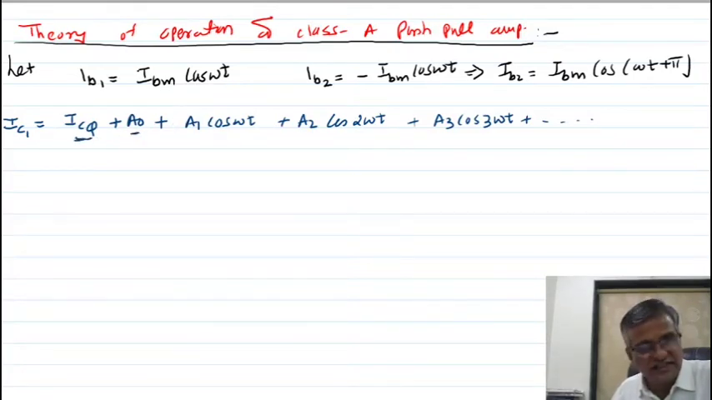There is an extra DC component. There is a value of the current at the fundamental frequency. There is a value of the current at the second harmonic. There is a value of the current at the third harmonic.